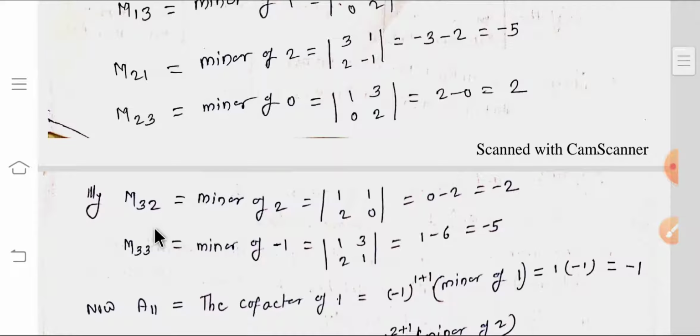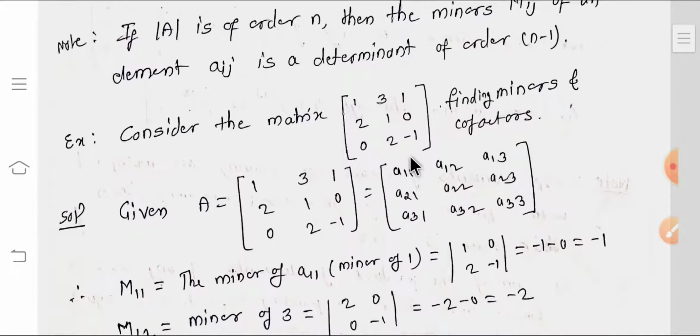Similarly, M32 means the minor of the third row, second column element, which is 2. That is the determinant obtained by neglecting the third row and second column. So the determinant is 1 1 2 0, that is 1 into 0 minus 2 ones are 2, equal to minus 2. Next, M33 means the minor of minus 1, because the third row, third column element is minus 1. This minor is obtained by neglecting this row and this column; the elements are 1 3 2 1.